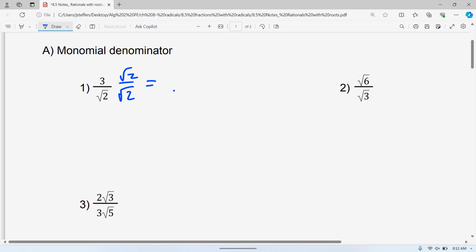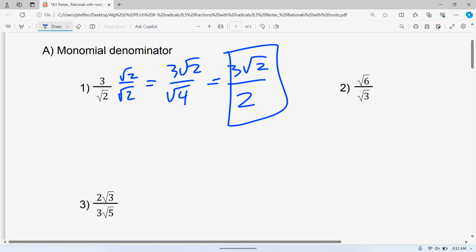I'm going to get the square root of 4 in the numerator, and in the denominator, root 2 times 3 is 3 root 2. And remember that the 4 we can reduce to just 2. So that's what our answer is going to look like for this one.